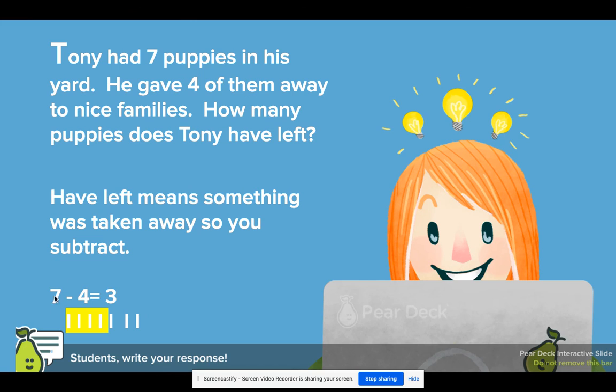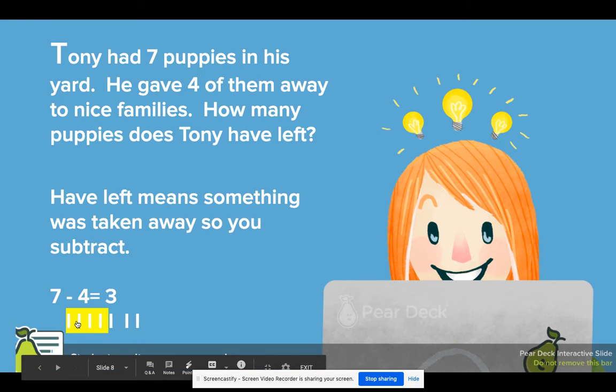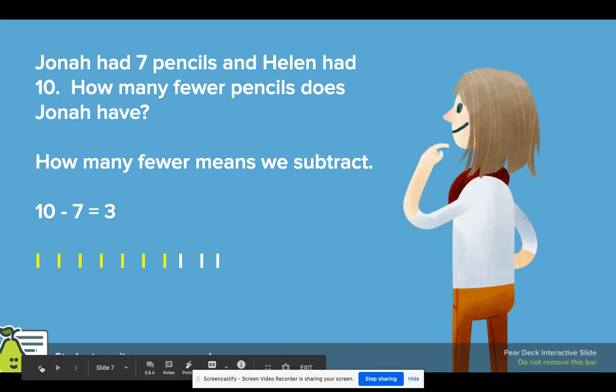Okay, so we start off with 7, that's the biggest number, and then we take away 4, and how many are left? Well, let's draw a picture. Draw 7 lines, take away 4 of them. How many are left? We have 1, 2, 3. 3 are left. So remember, you're looking for these keywords to know if I'm adding or subtracting.